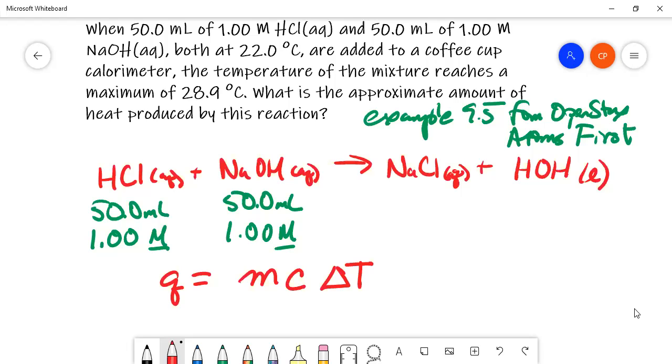Need a hint? What does AQ stand for? Aqueous, absolutely. And what does an aqueous solution have as its solvent? What's doing all the dissolving in an aqueous solution?